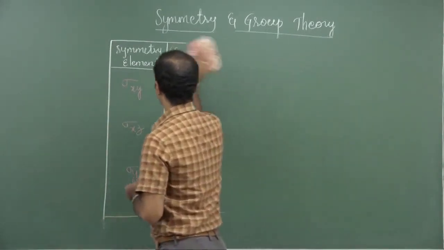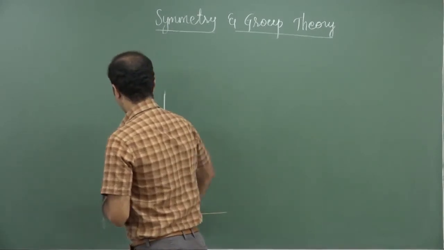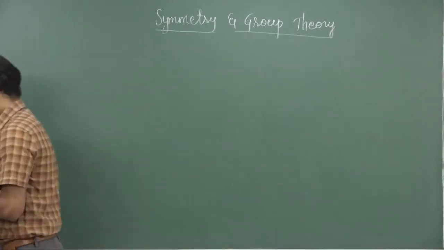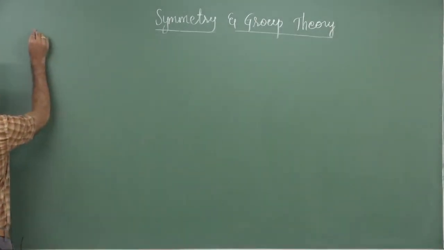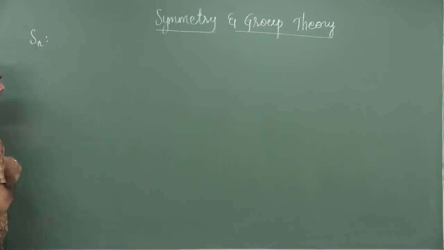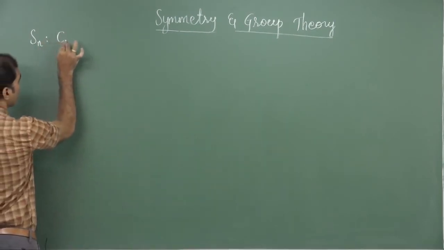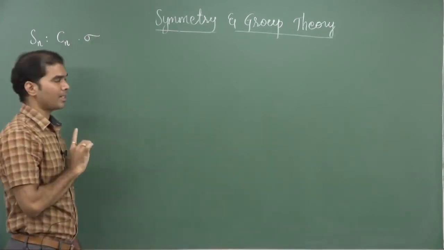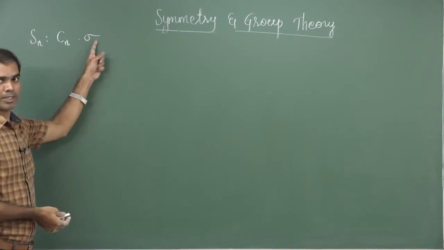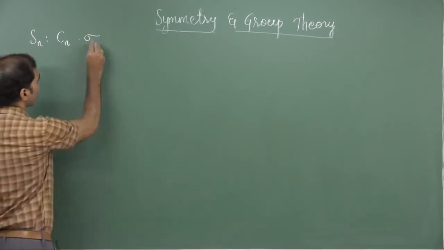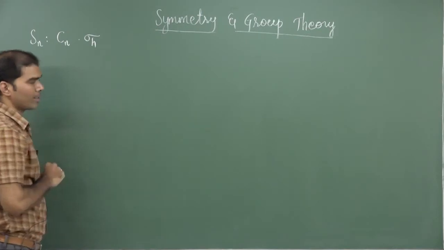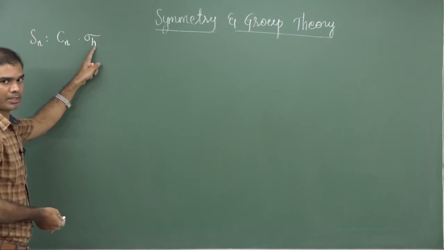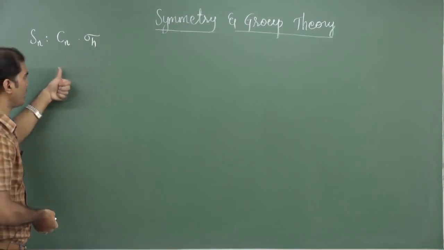Now that is with respect to the basic symmetry elements, rotation and reflection. Let us take the third symmetry element, which is Sn. As I told you, it is a combination element. Sn is a combination of Cn and a plane which is perpendicular to the Cn. Whenever I say a plane perpendicular to the Cn, you call it a horizontal plane, a sigma h. So it is a Cn and a sigma h. Sn is called a combination element.